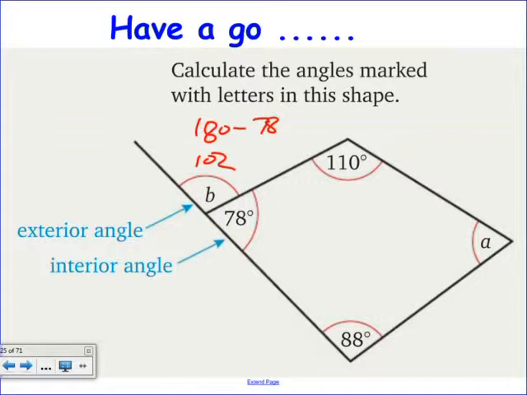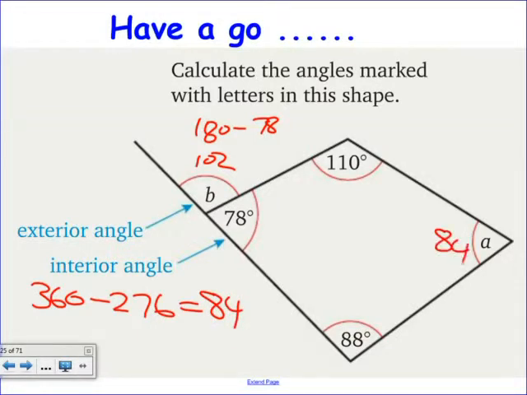Add up the angles, so 110 plus 88 plus 78 is 98, so that'll be 176. 276. And what do we do with our 276? Might take it away from 360. Take it from 360 and it gives us 84 degrees. So the missing angle there is 84.